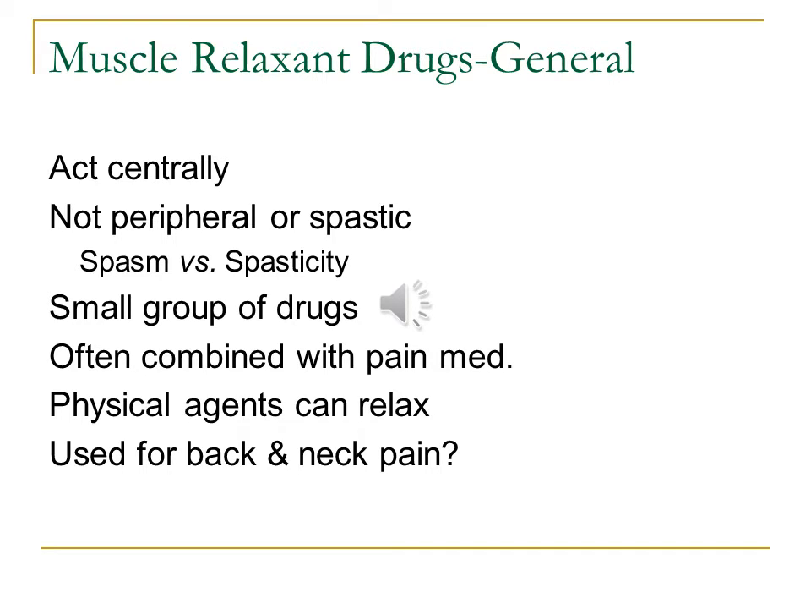So for instance, things like superficial moist heat, we use as a physical agent to produce general relaxation. So we'll be using those physical agents in addition to these pharmacologic agents in working on reducing the muscle spasm. Again, they're commonly used for back and neck pain. That's probably where a lot of times you'll see the application of this.